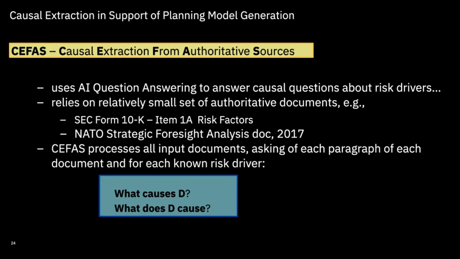Also, NATO Strategic Foresight Analyst documents is a periodic analysis of global risk in all areas of risk, including, for example, social, political, or environmental and economic risks. CFAS processes all input documents, asking for each paragraph of each document and for each known risk driver D, what causes D and what does D cause.